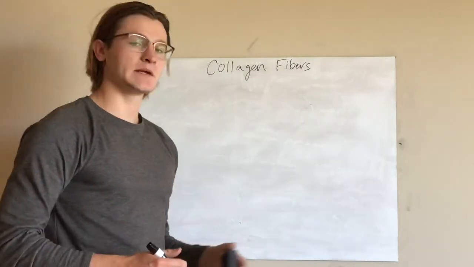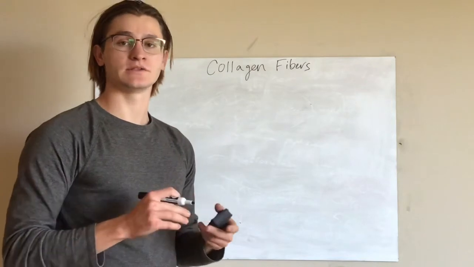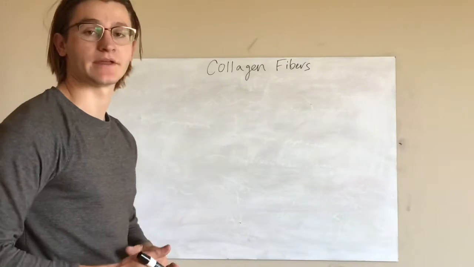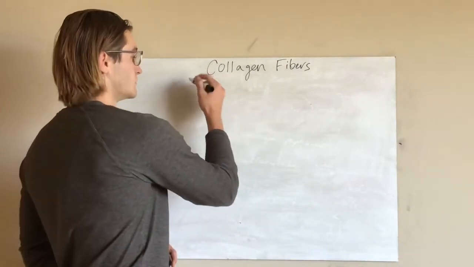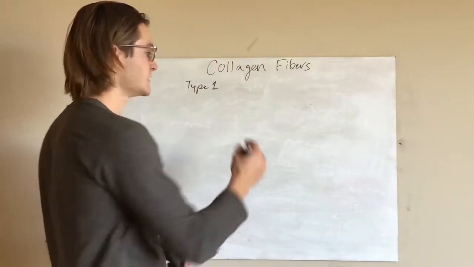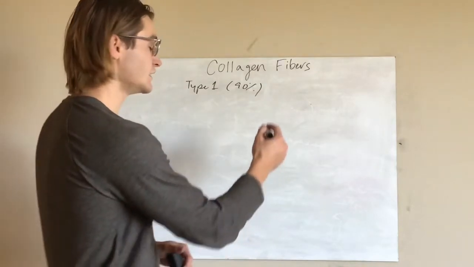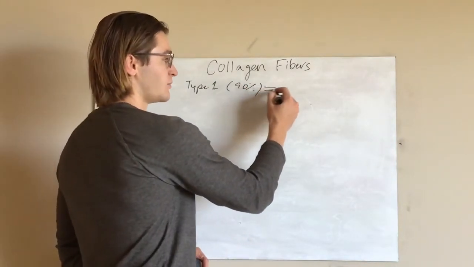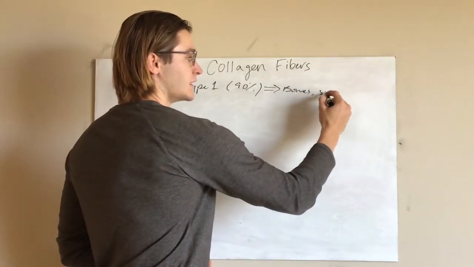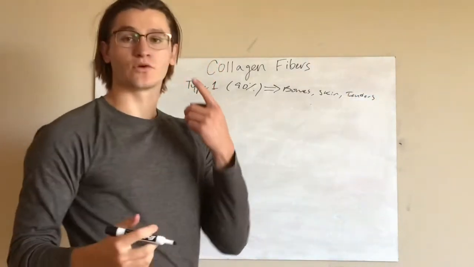So what are collagen fibers? Collagen fibers are very important in the body. We use them for our bones, our skin, our tendons. We need this for a lot of different things. Our cartilage, a whole bunch of things. The main one we'll talk about is type 1. So there's about 15 types, but type 1 makes up about 90% of all collagen in the human body at least. And type 1 is responsible for your bones, your skin, and your tendons. Also for the cornea of your eye.